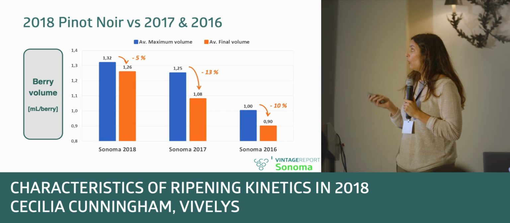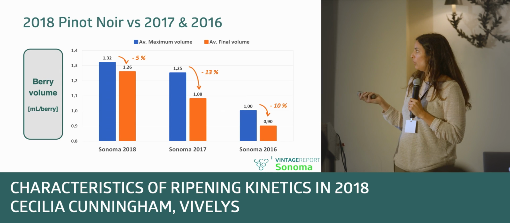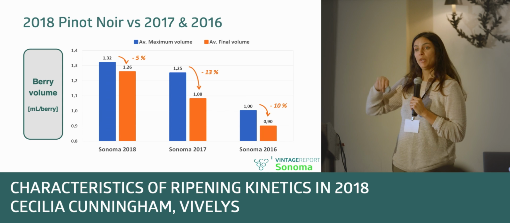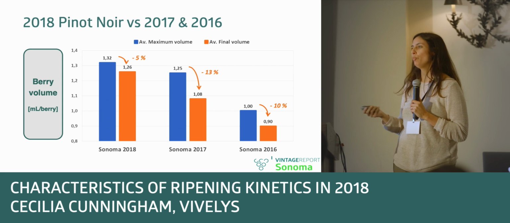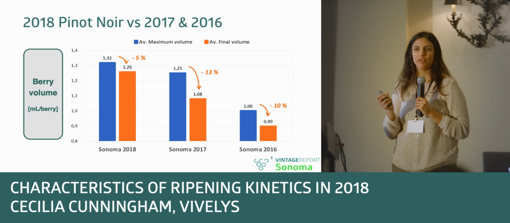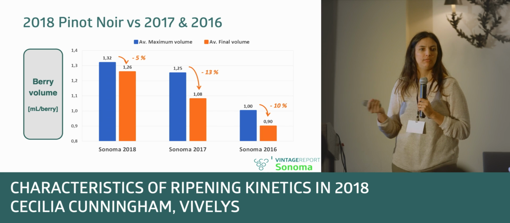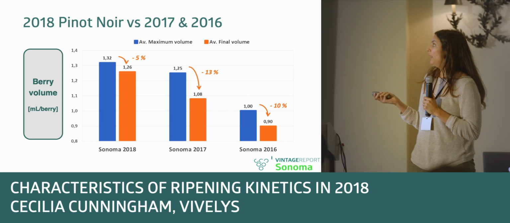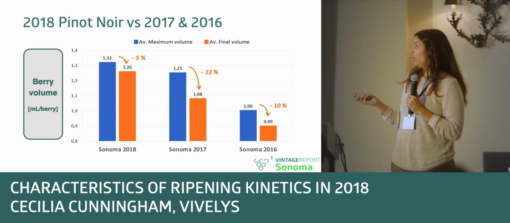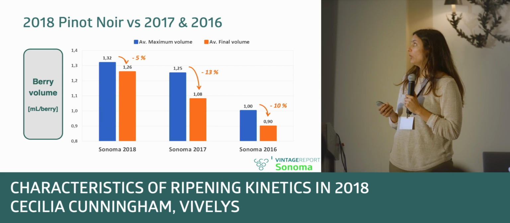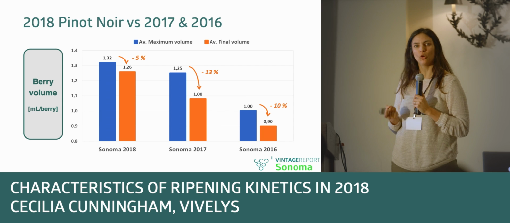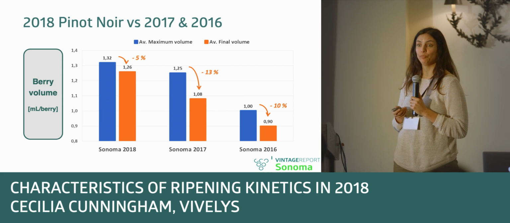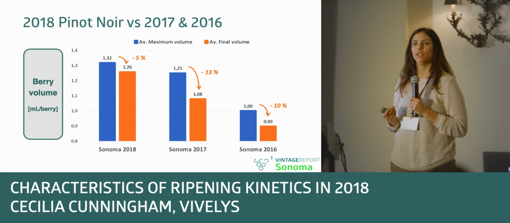But compared to the previous years, you have the blue bar is the maximum volume reached, and the orange bar is the minimum at the end. Normally, this last analysis is very close to harvest, so we consider that as the final volume. If you see 18 compared to 17 and 16, the loss of volume was really low. 5%, this is really, really low. Normally, a normal loss of volume is around 10%. And in this case, we were under that number.